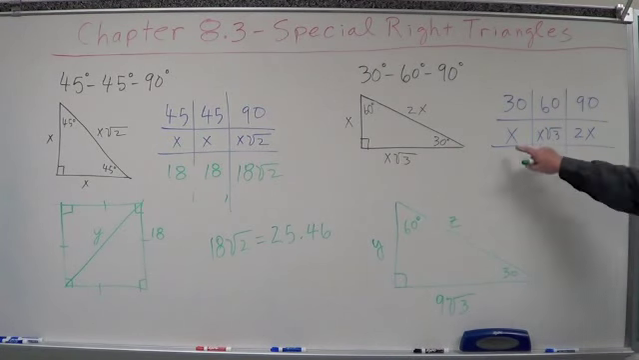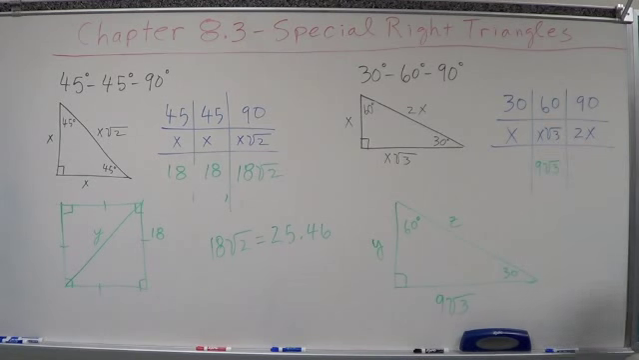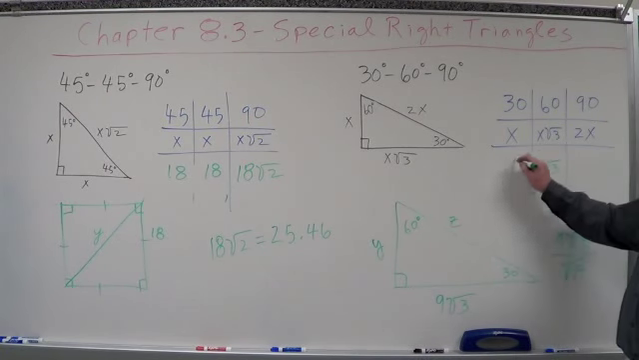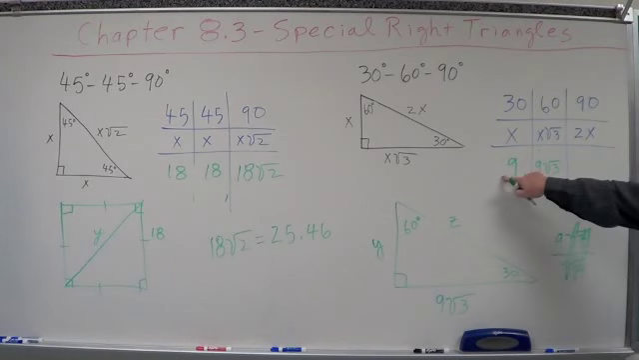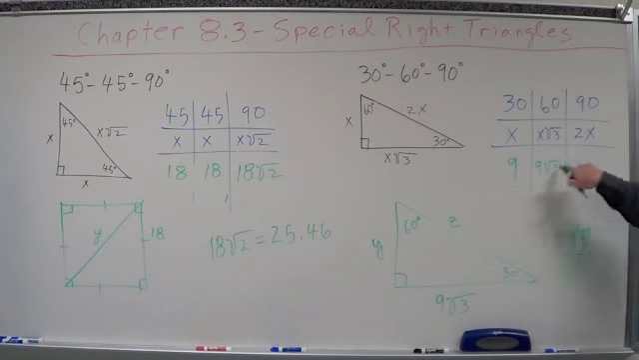What do I got to do to get it over here? I got to get rid of that square root of 3. How do I get rid of that square root of 3? Well, 9 times the square root of 3 divided by the square root of 3, what goes away? Guess what this is over here? Twice that. I twice it. Twice it is 18.